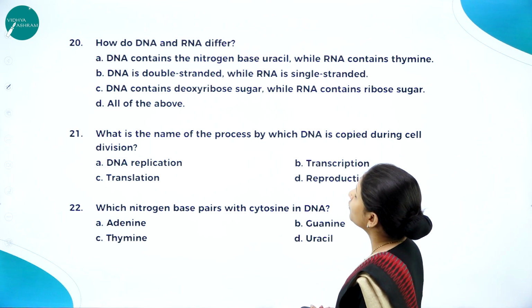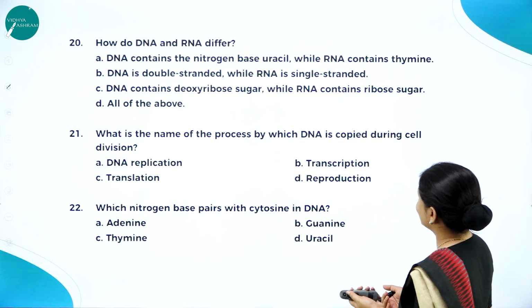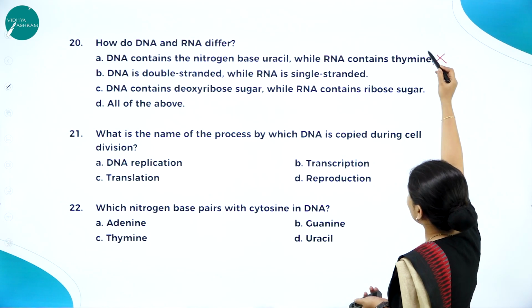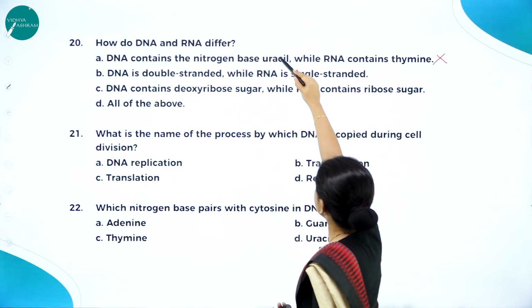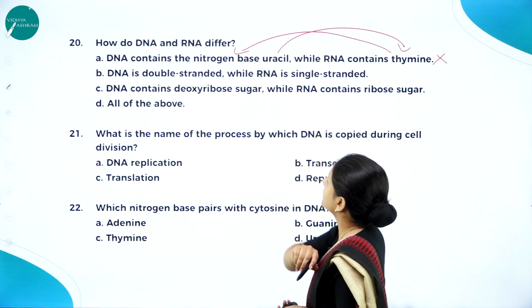Next question. How do DNA and RNA differ? DNA contains the nitrogen base uracil while RNA contains thymine. No, it is wrong, because DNA contains thymine and RNA contains uracil. That is how it has to be. This should actually come here and this should actually go here. So that is why it's wrong.